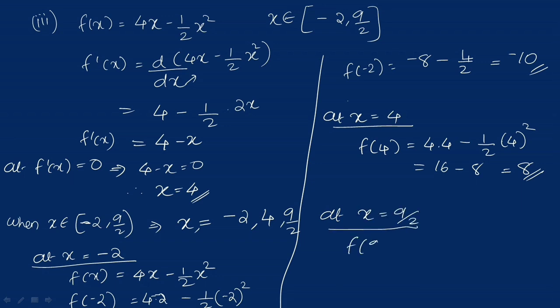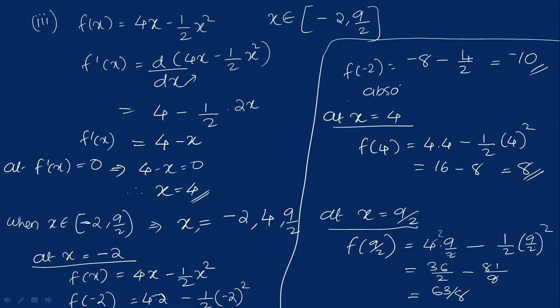So now at x equal to 9 by 2, we have f of x is equal to 4x minus half x square. So f of 9 by 2 is equal to 4 into 9 by 2 minus half into 9 by 2 whole square. By cancelling 4 and 2, we have the remaining 2. So 9 into 2 minus half into, that is 36 by 2 minus 81 by 8. By solving, we have 63 by 8.